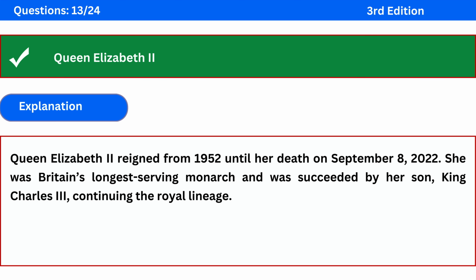The correct answer is Queen Elizabeth II. Explanation: Queen Elizabeth II reigned from 1952 until her death on September 8, 2022. She was Britain's longest-serving monarch and was succeeded by her son, King Charles III, continuing the royal lineage.